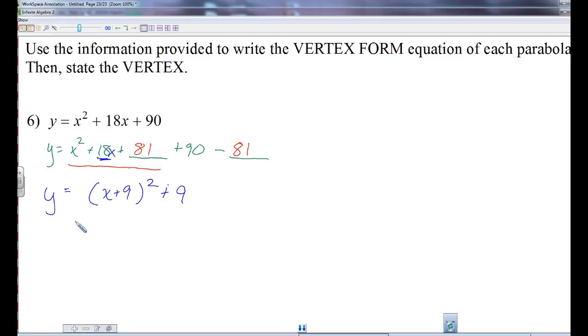Hopefully a lot of you got that right. So what is my vertex now? My vertex is negative 9, 9. And that's it. Hopefully neither of those are too complicated.